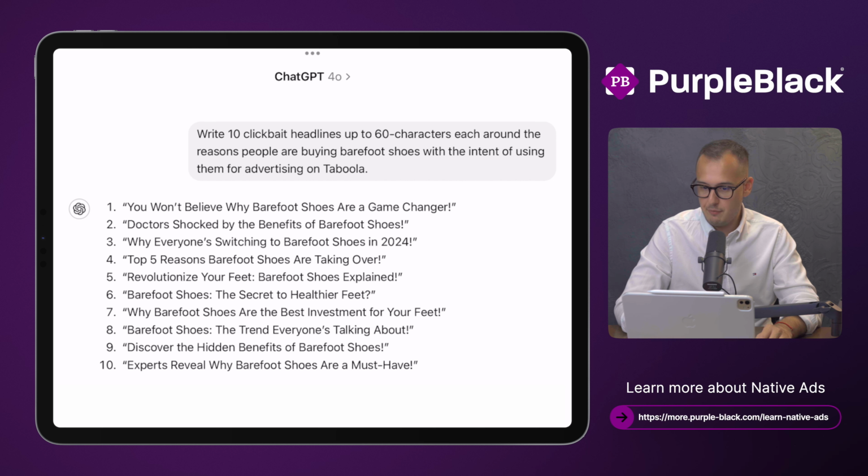You won't believe why barefoot shoes are a game changer. Doctors shocked with the benefit of barefoot shoes. Why everyone is switching to barefoot shoes in 2024. I mean, this is, for example, a good headline. Why everyone is switching to barefoot shoes in 2024. Top 5 reasons barefoot shoes are taking over. Honestly, the last two were pretty good headlines.